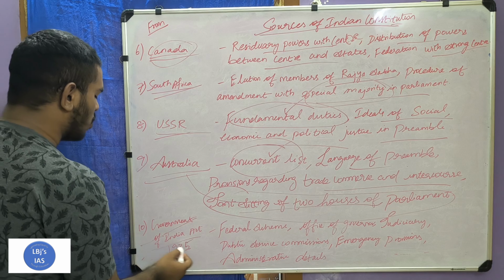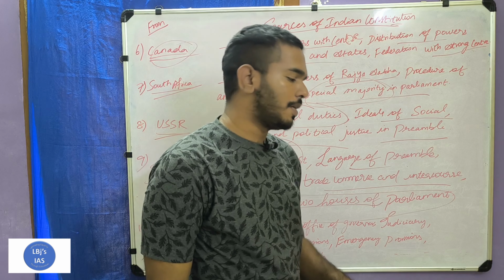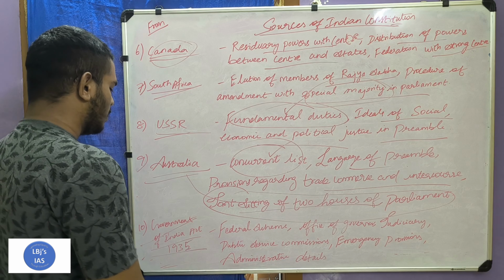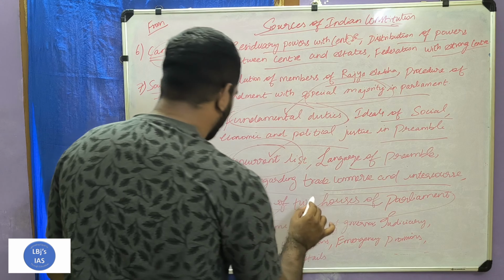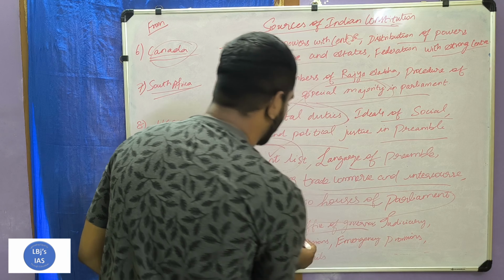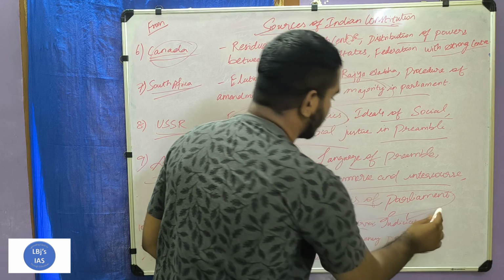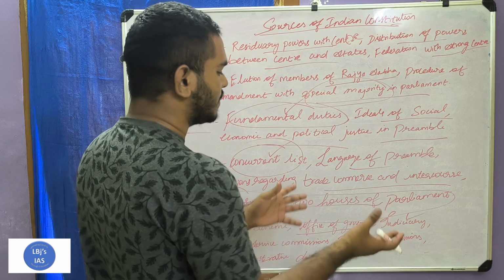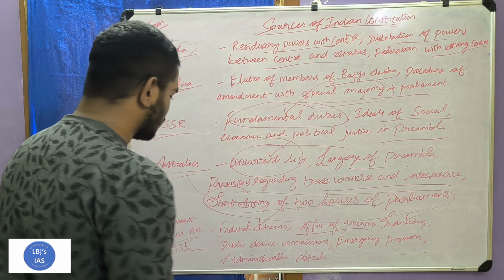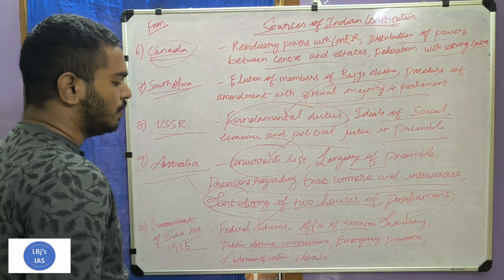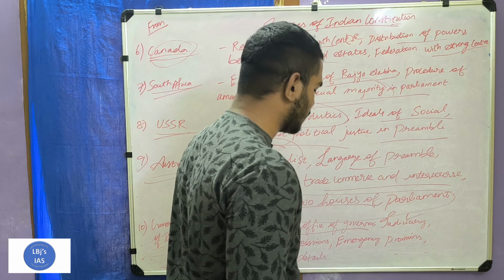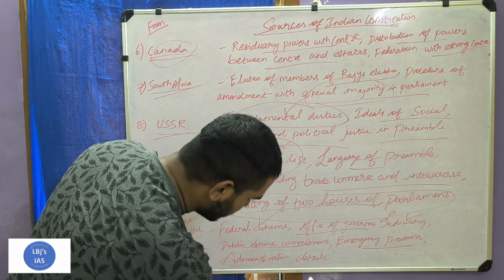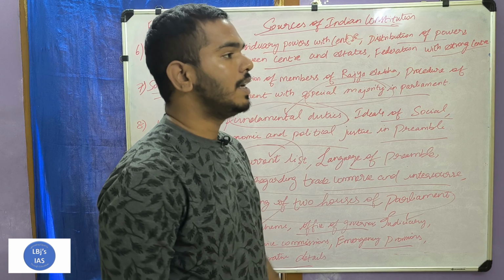Then from the Government of India Act 1935. These provisions were drawn from the Government of India Act 1935, which is the federal scheme. Then the office of the governor. Then the judiciary, Supreme Court, High Court, all these judiciary-related provisions. Then public service commissions, the Union Public Service Commission and State Public Service Commissions. Then emergency provisions. Then administrative and other administrative details.